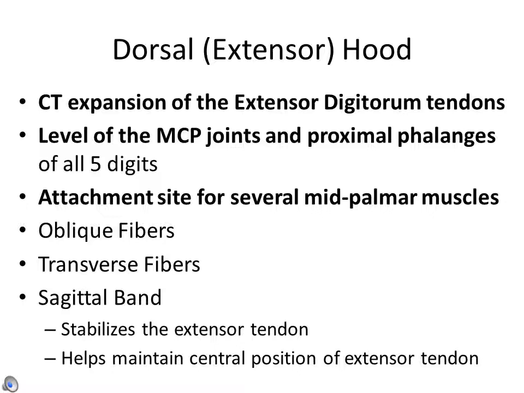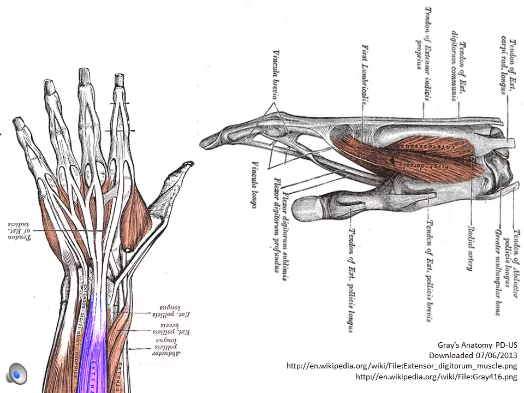The extensor hood has oblique fibers, transverse fibers, and a sagittal band. The sagittal band serves to stabilize the extensor tendon and helps to maintain the central position of the extensor tendon. Pause the lecture to study the anatomy of the dorsal hood, including the oblique fibers, the transverse fibers, and the sagittal band. Also be sure to note the attachment sites for the mid-palmar muscles.